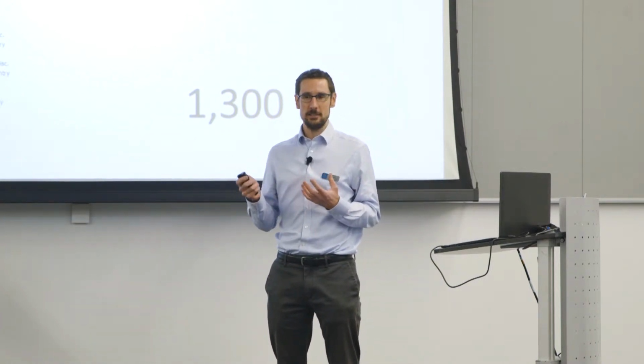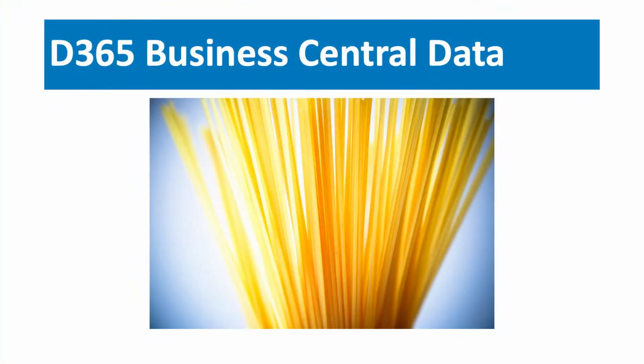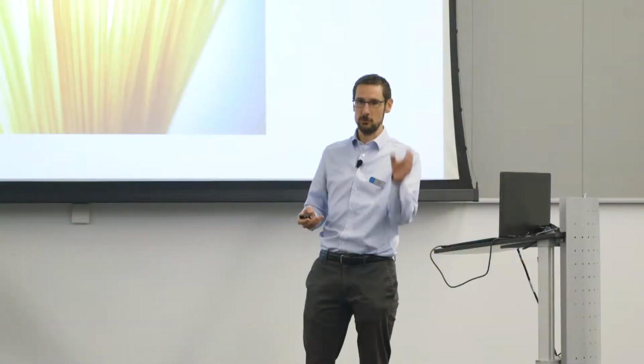So I like to think of Business Central and NAV data as being like spaghetti. Each of those strands is one of your entities, whether it is your items, your customers, your vendors, your resources, your sales, anything like that. So they're all separate, but they can be joined together. So bear with me on this.